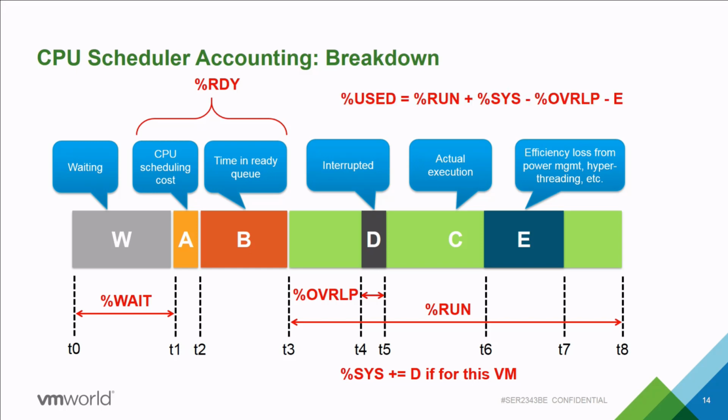And so overall, I mentioned the difference between used and run, and this is the actual formula. Basically, used is run plus system service time. System service time is the part of the time that the system is doing service for this particular VM. For example, if a networking packet comes in, the system spends some time processing the networking packet, and this time is charged to one of the VMs, the destination VM. So that's called system service time. So the used time is runtime plus system service time minus overlap time and minus also slowdown time because of frequency scaling and other things.